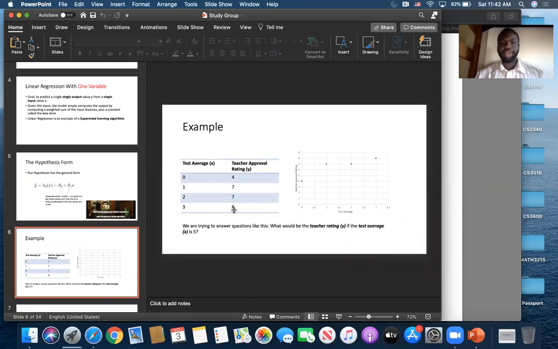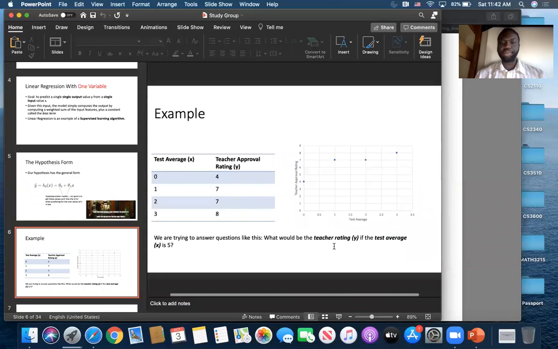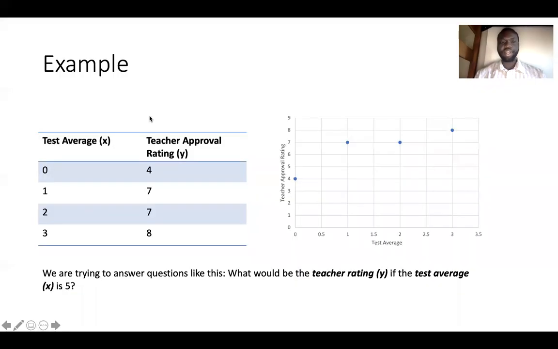Then there's an example where the test average goes hand in hand with the approval rating of the teacher. The higher the test average, the higher the approval rating for the teacher. And this is just data. What we're trying to answer is, if we know the test average, how can we get the approval rating?